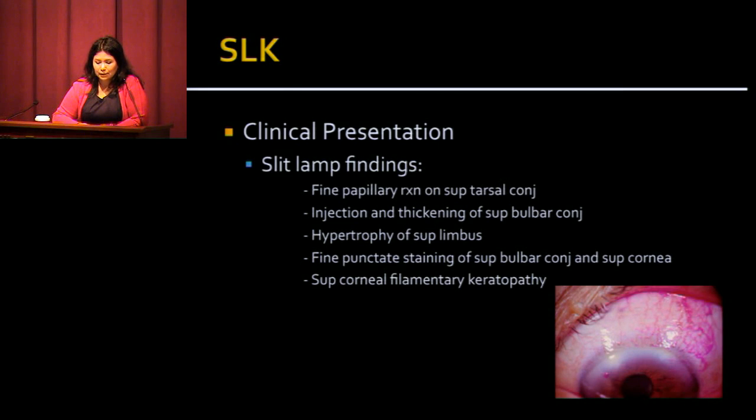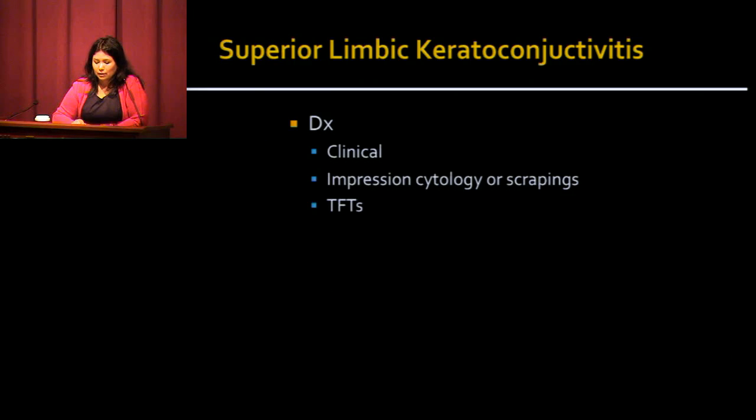So again, on the slit lamp findings, you find that you have a papillary reaction on the superior tarsal conjunctiva, you get injection and thickening, you get hypertrophy of the superior limbus, fine punctate staining of the superior bulbar conjunctiva and superior cornea, and filamentary keratitis. That can be, again, very uncomfortable and you should remove. The diagnosis is made clinically. If you were to take cytology or scrapings of this, you would find a lot of inflammatory cells in there. And thyroid function test, again, because you're going to suspect thyroid disease.